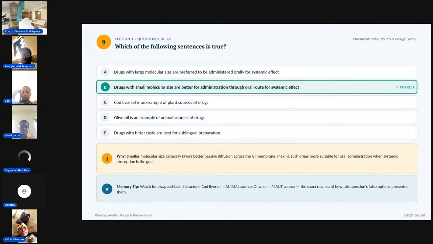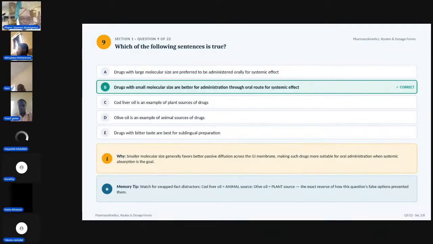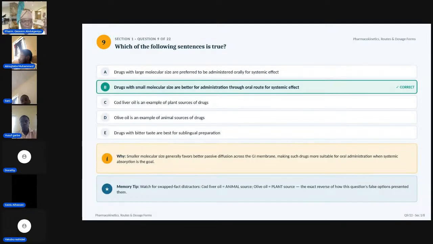Excuse me. Then drugs with bitter taste are best for sublingual preparation. All of these things are actually not saying anything tangible here. Cod liver oil is not from plants, right? Cod liver is from fish. Olive oil is supposed to be from olive tree. So this one is saying animal, so that's also wrong. Then this is also wrong. So you would see that at the end of the day, what you'll be saying is that all of these are not correct except only this one.